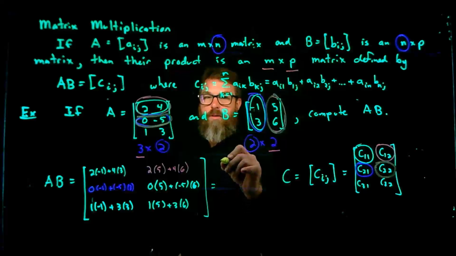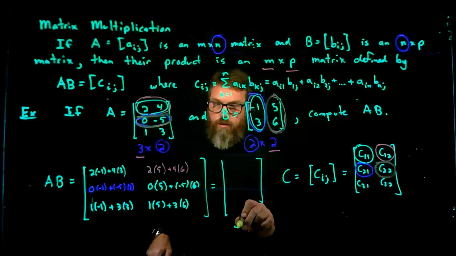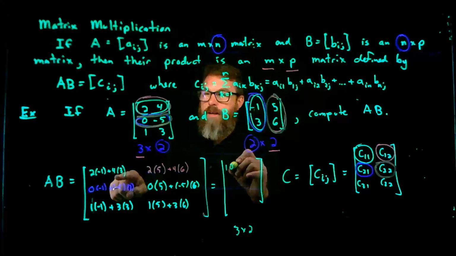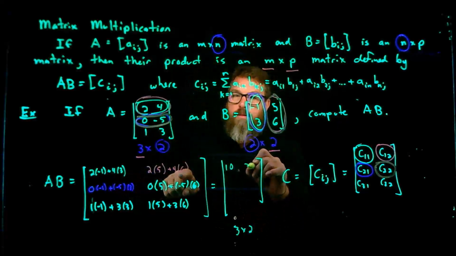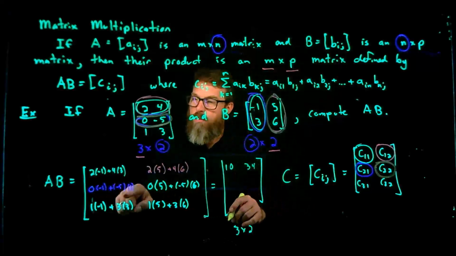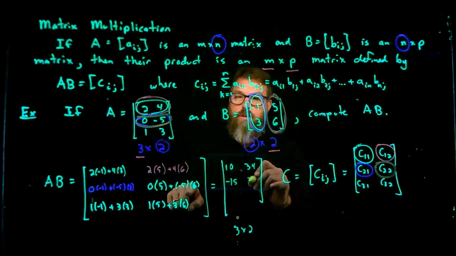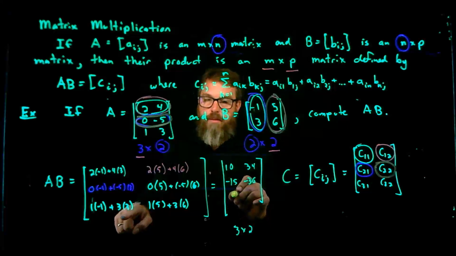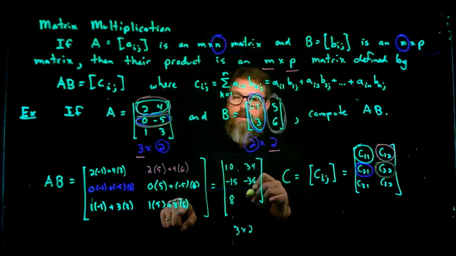And when we're done, we can tell that this matrix is going to be equal to, again, remember this is a 3 by 2 matrix. And minus 2 plus 12 is 10. 10 plus 24 is going to be 34. 0 minus 15 is minus 15. 0 minus 30 is minus 30. Negative 1 plus 9 is going to be equal to 8. And then 5 plus 18 is going to be equal to 23.